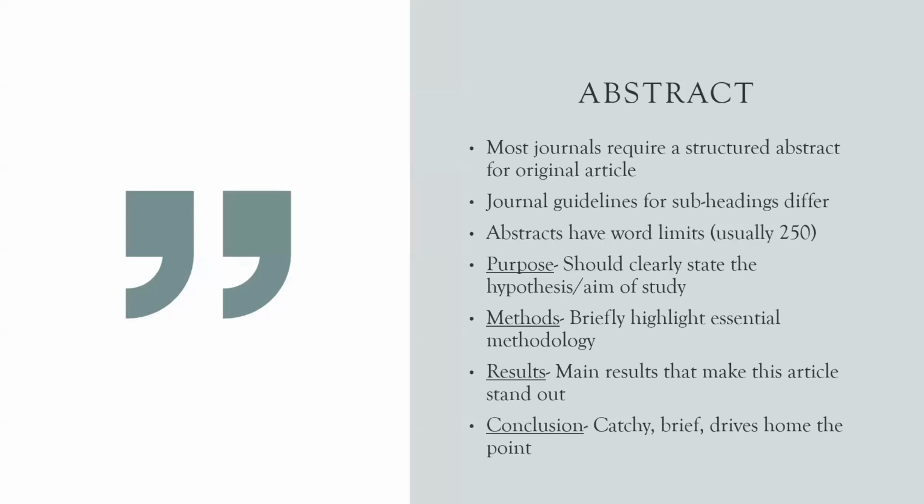Usually have a word limit of around 250. So again, the subheadings may differ. Some may say purpose, some may say background, some may say aim, methods, results. Some may have a study population as an extra one. But still the word limit remains around 250. So when you write your basic abstract, keep it around that limit.